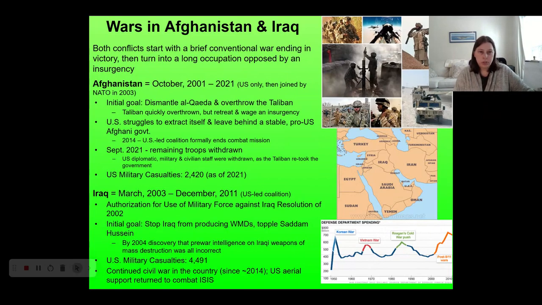The war in Afghanistan starts immediately after 9/11. We believe, probably correctly, that the Taliban government of Afghanistan is very aware that Al-Qaeda is based in Afghanistan and is essentially sheltering them. So we go into Afghanistan with the goal of knocking out the Taliban government and then finding and dismantling Al-Qaeda.